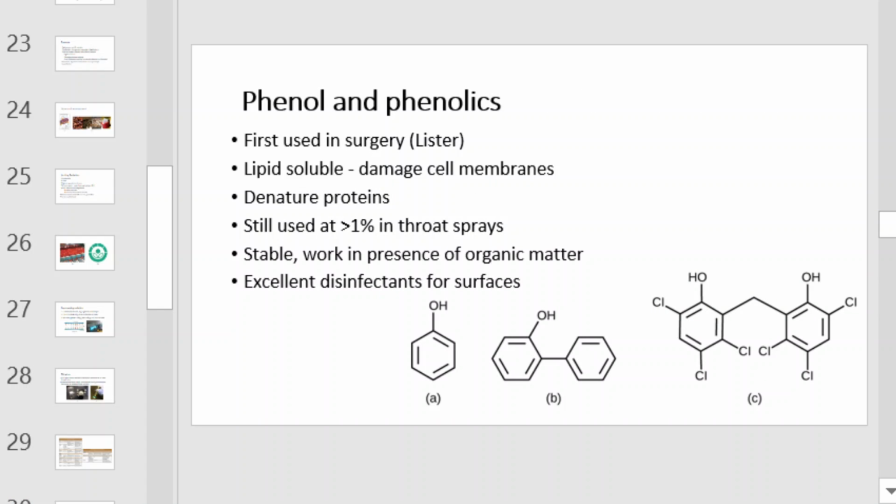First, we'll look at phenol and phenolics. These were first used in surgery by Lister decades ago. They are lipid-soluble and damage cell membranes. They can denature proteins. They are still used at approximately 1% in throat sprays. They are stable and will work in the presence of organic matter and are excellent disinfectants for surfaces.